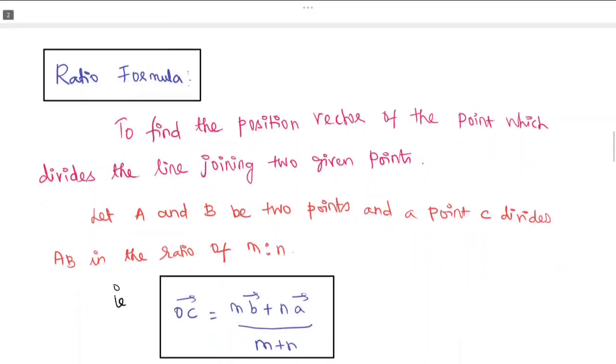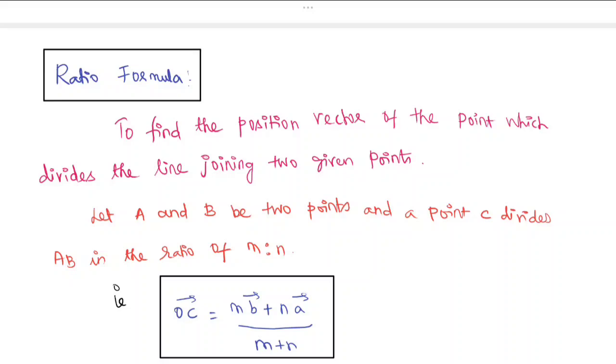So next, the ratio formula. The ratio formula is used to find the position vector of the point which divides the line joining two points. For example, if you take this as O, then A, B. So to find the position vector of the point which divides the line joining two points, here M, N.